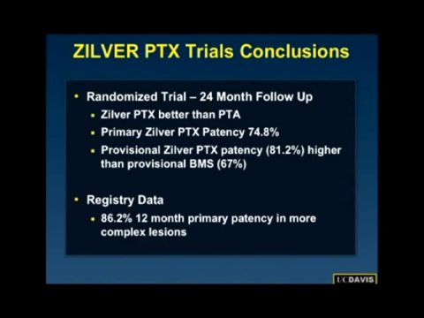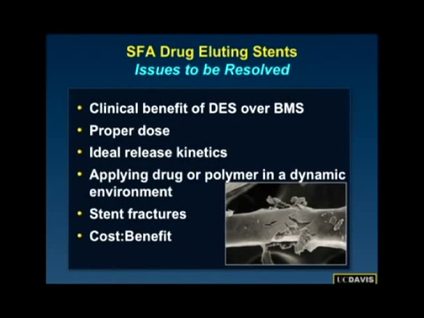And the registry data does show at 12 months that 86% of patients had primary patency. So this is an exciting development in this field, how we will interpret and finally digest this data, and how much benefit it has over bare metal stent is to be seen. I think we still have a lot of work to do on the proper dose, the release kinetics, the use of polymers shown in the lower right, which can fracture and cause chronic inflammation. Stent fracture problem seems to have been largely solved, but perhaps not in very long lesions. And then ultimately, what is the cost-benefit ratio of these technologies, and will our government agree to either approve A or B, pay for them?